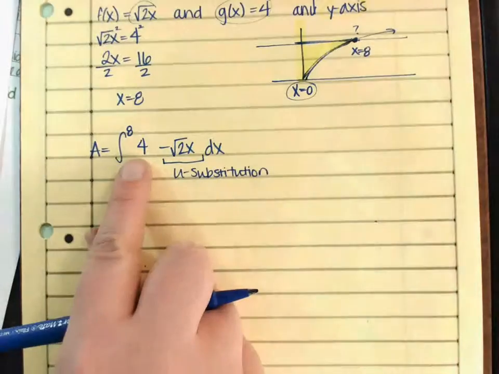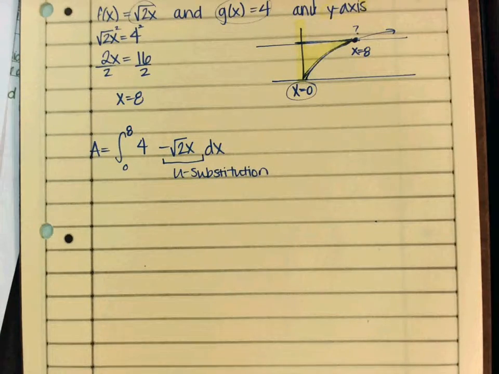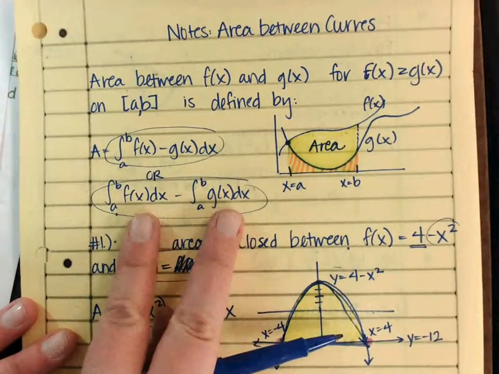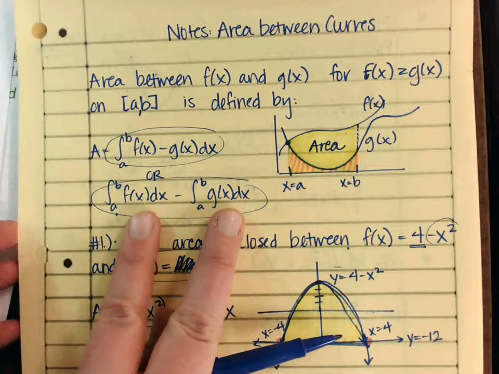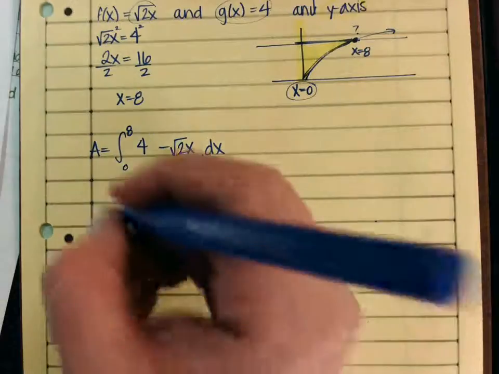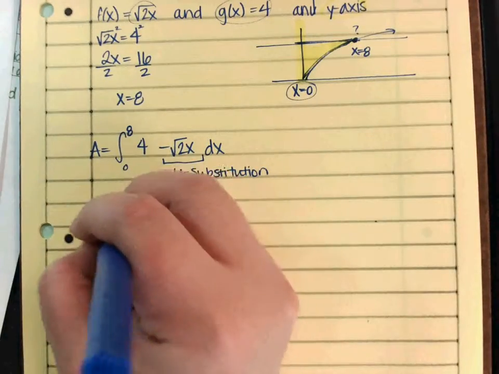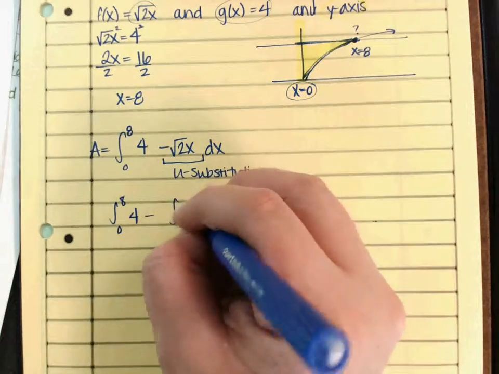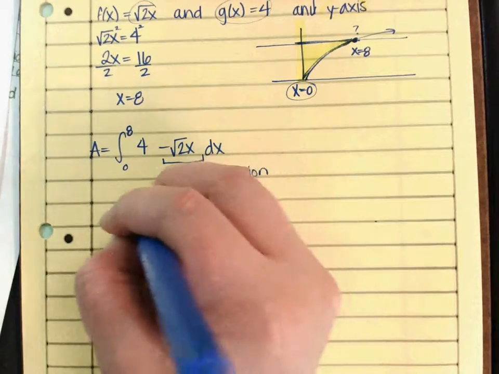But the 4 in the front is not. So this is the situation where, I don't know if you remember, but in the very front of our notes I'd said you can write it all together as one, but you're also allowed to split them up each into their own integral. So this is what we're going to do on this example. So I do the integral of 4 from 0 to 8 minus the integral of root 2x from 0 to 8.